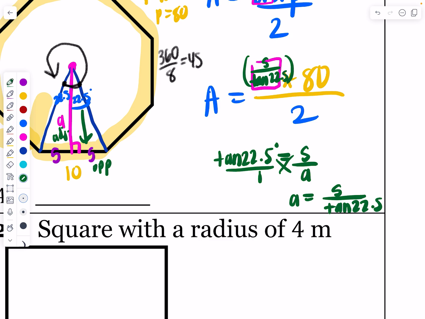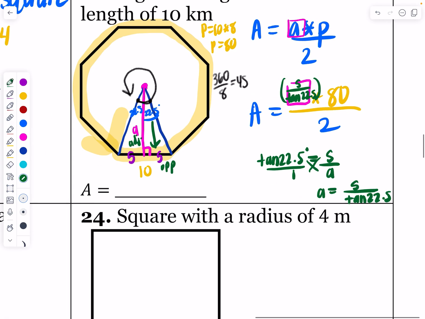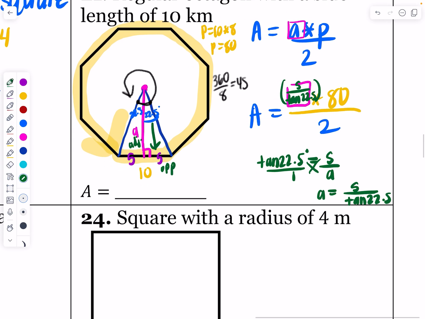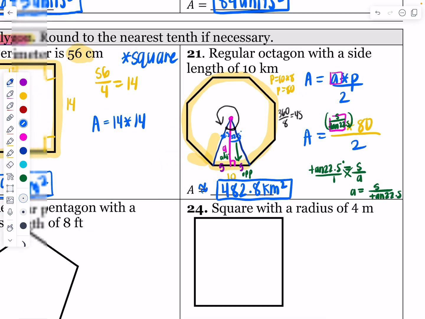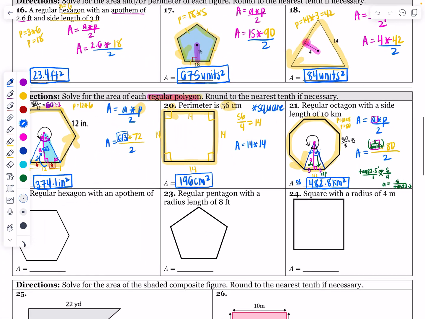Okay, so we're going to type that in. 5 divided by the tangent of 22.5 gives me 12.071067881. Take that and multiply it by 80, and then divide that by 2. What do we get for our area of this shape? Our area of this shape is going to give me 482.8 about, when you round it at the very, very end. So again, we're not going to round these until the end. That is going to be kilometers squared. Okay, so that one was a little bit harder just because we had to use trig on that problem.